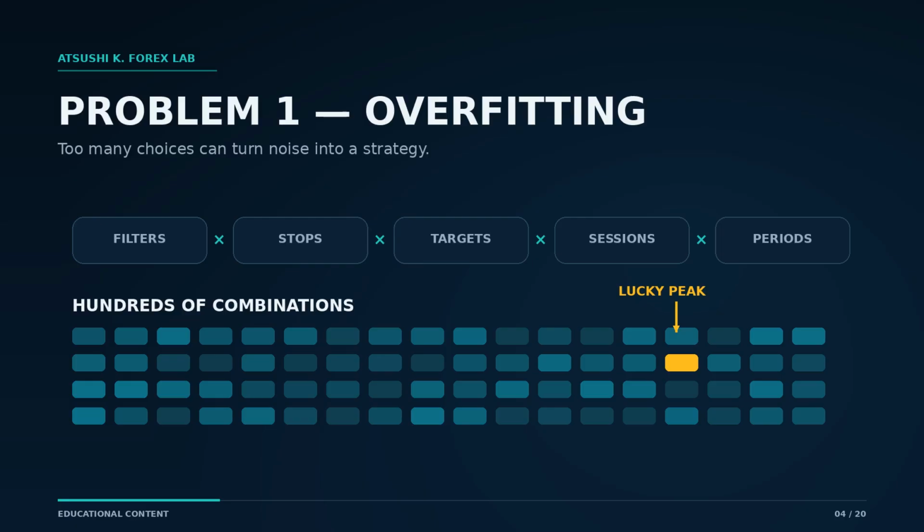Problem number 1 is overfitting. Imagine testing dozens of entry filters, several stop distances, multiple take-profit levels, different sessions, and many indicator periods. Even if no combination has a real edge, one result may look exceptional by chance. The more combinations you try, the easier it becomes to discover yesterday's lucky pattern. That pattern can fit the historical sample very closely and still have little value when new data arrives. Optimization is not automatically bad. The danger is treating the single best pass as proof.